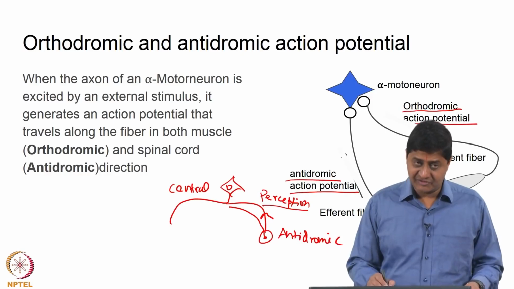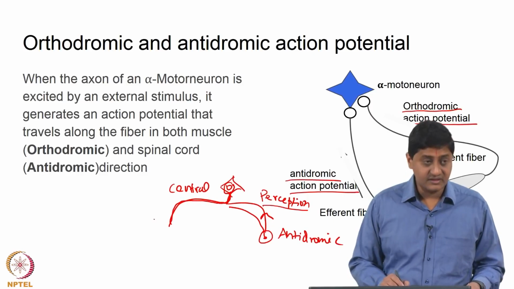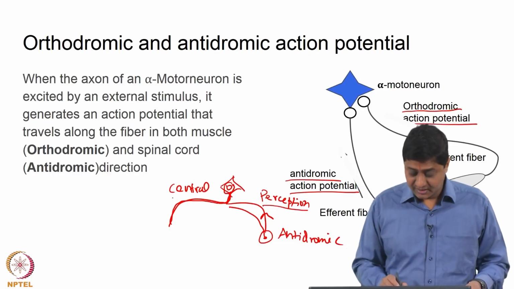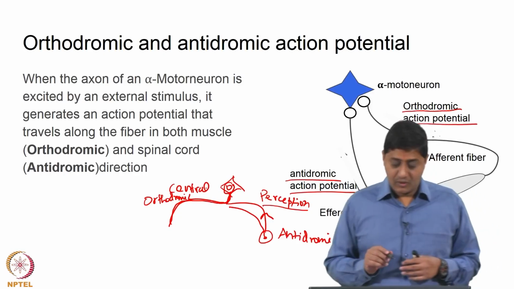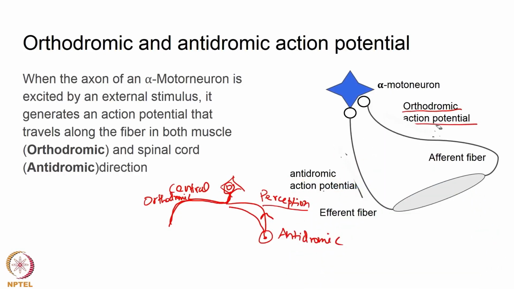Then there is a very little bit of processing here at the cell body, and then conduction happens from the cell body through the central axon, reaching the spinal cord. From there it goes elsewhere, right. This is called orthodromic. This can also be seen elsewhere, in the case of the reflex arc.